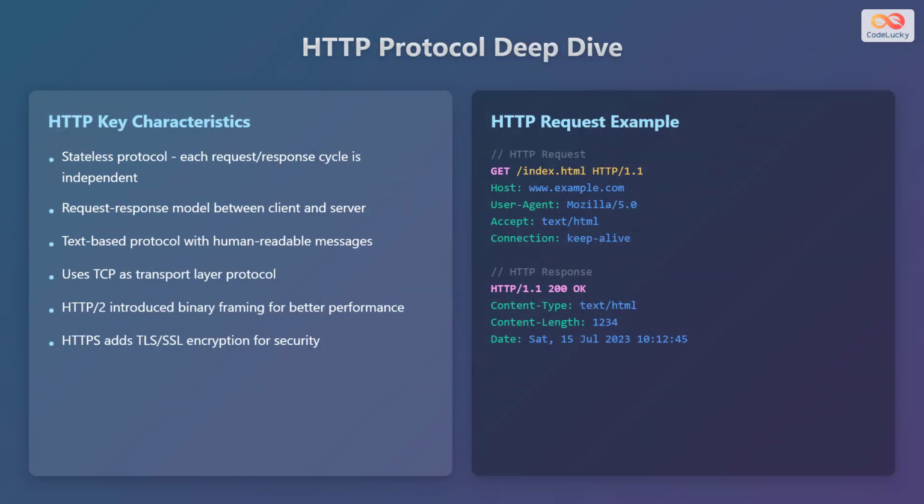Let's take a closer look at the Hypertext Transfer Protocol, or HTTP. Its key characteristics are that it is a stateless protocol where each request-response cycle is independent. It follows a request-response model between a client and a server. It is a text-based protocol with human-readable messages. It uses Transmission Control Protocol, or TCP, as its transport layer protocol.